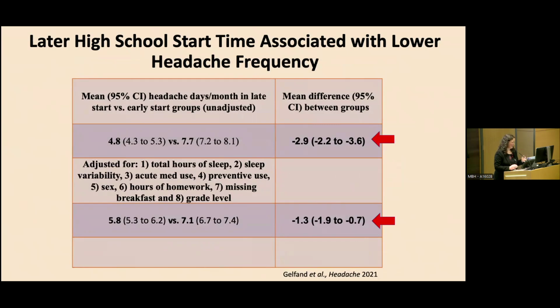But then we adjusted. We said, what about total hours of sleep, sleep variability? This is how much it varies, whether it's a weekday or a weekend day, how much homework you have, how often you're skipping breakfast, if you're on a preventive, all these different factors. And it still held up to adjustment for all of those things with a mean difference of 1.3 headache days per month, which is just about on par with the mean difference that you see between an active arm and a placebo arm in a pharmacologic migraine preventive trial.